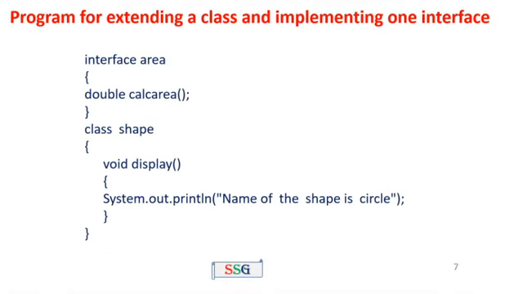Program for extending the class and implementing one interface. Consider an example. Here the interface name is area. That interface contains only one method, calculateArea, which returns the data type double. The second one is class shape, with void display, System.out.println, name of the shape is circle. Here one interface and one class are there. The class contains only one method, void display, which displays: name of the shape is circle.